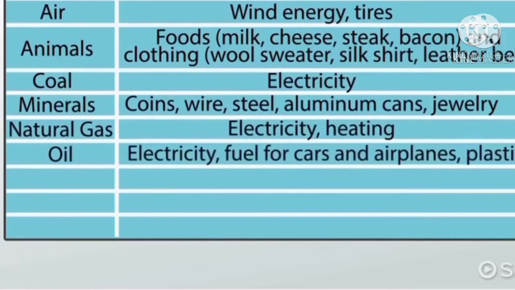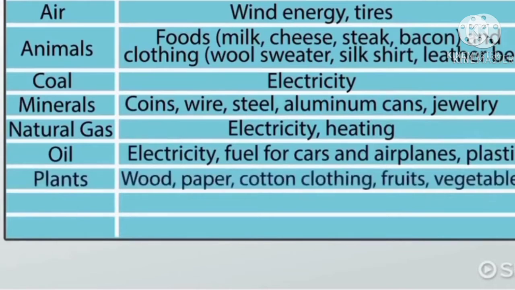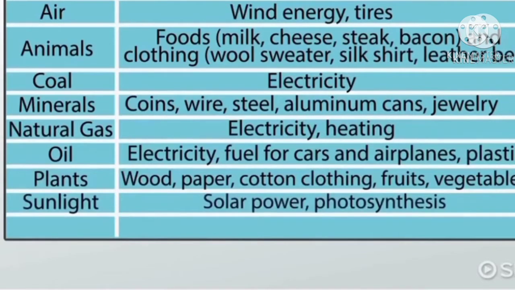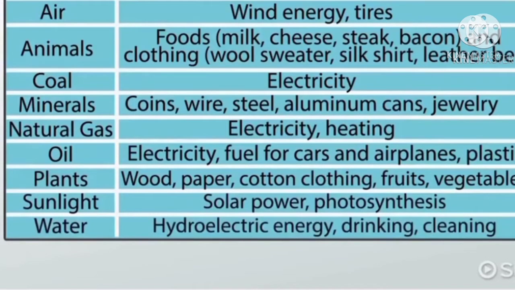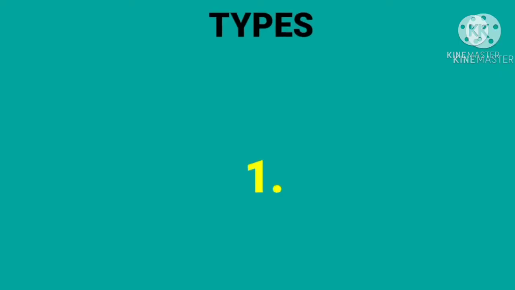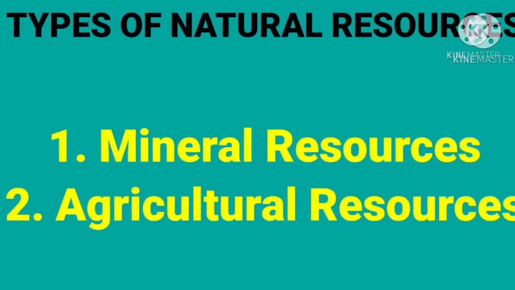Natural gas helps us for electricity and heating. Oil gives electricity and fuel for our cars. Plants, we get wood, paper, cotton, clothing, fruits, and vegetables. Sunlight, we get solar power, photosynthesis, and water gives us hydro energy and for drinking.